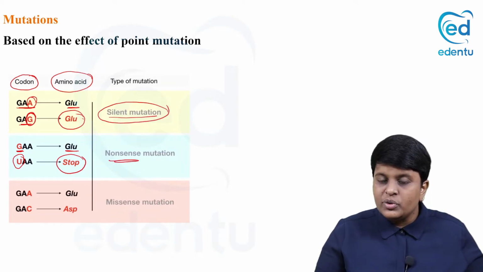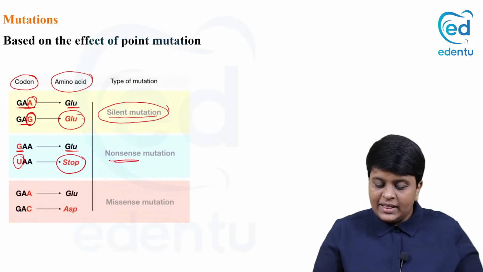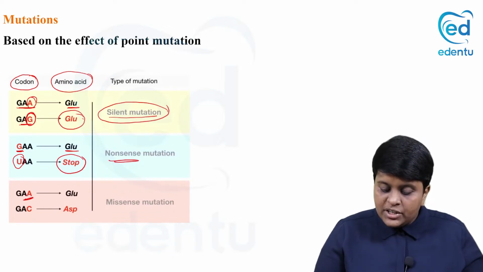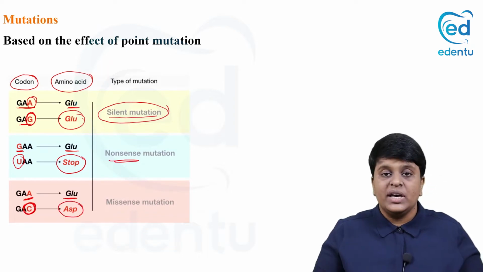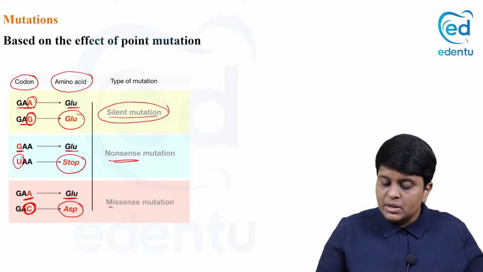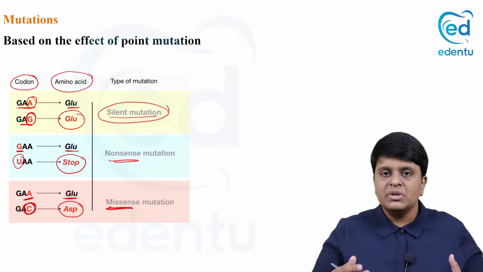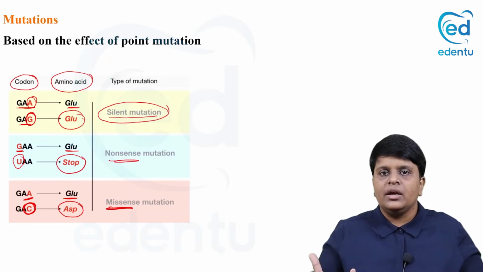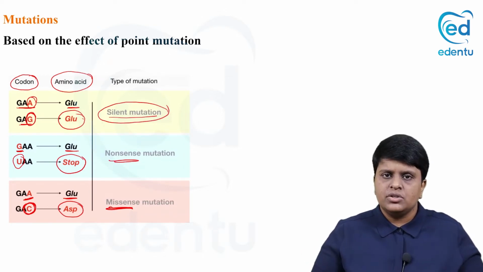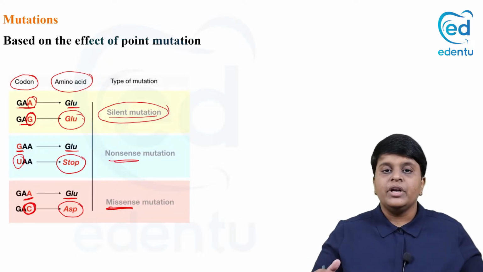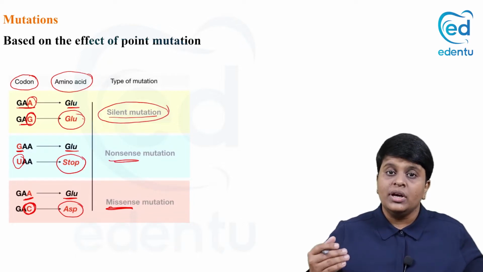And that is why it is referred to as nonsense mutation. And then finally, see this one. You had GAA, which is for glutamate. If the last one is replaced by a C, it codes for a different amino acid, aspartate. So this is a missense mutation. Okay, missense. So instead of one amino acid, you are adding another amino acid because of one single nucleotide change, and that is missense mutation. So these are the different types of point mutation based upon the effects.